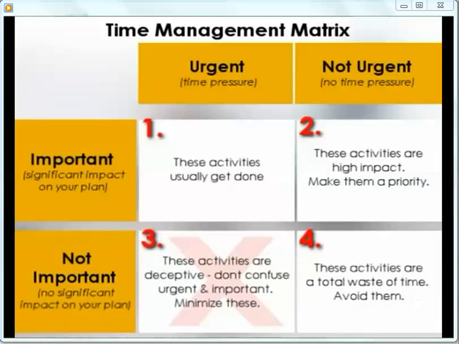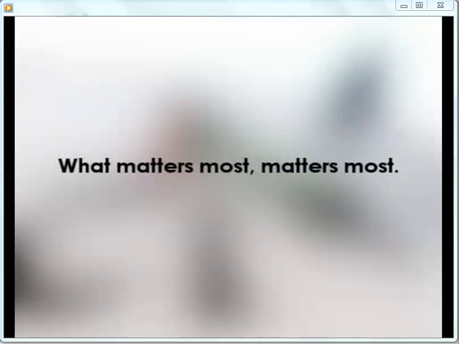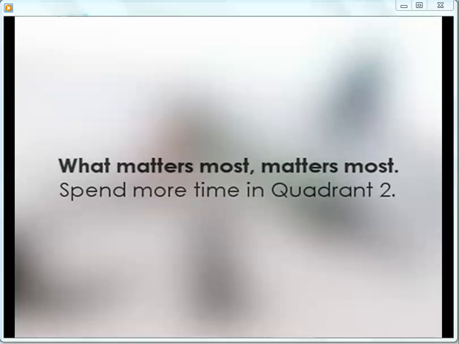Quadrant 4, it's waste and excess. Here, there's no time pressure, but you might find yourself lost on the internet doing things that are not important. That's Quadrant 4. Many time wasters and escape activities are in Quadrant 4. The principle is simple and profound. What matters most matters most. So spend more time in Quadrant 2.